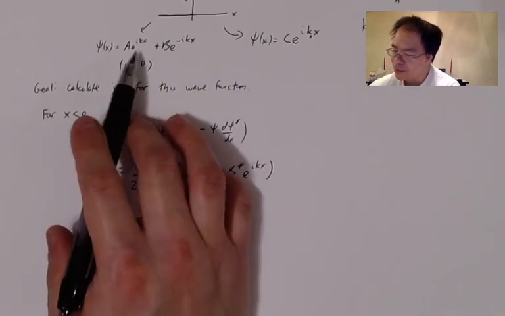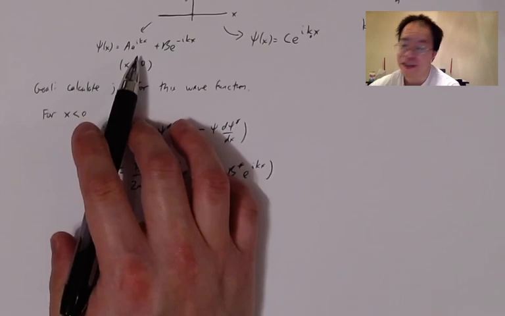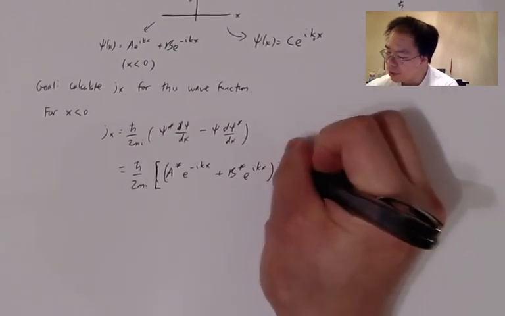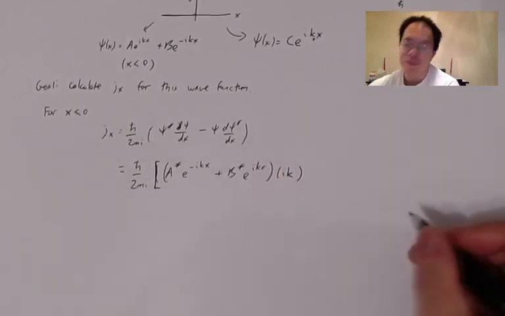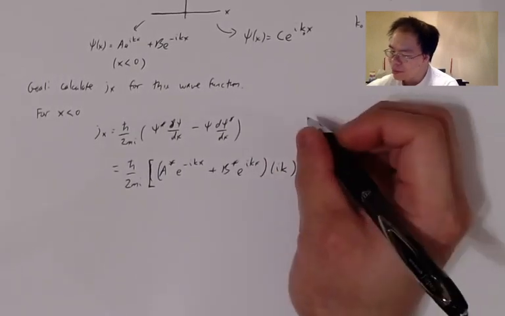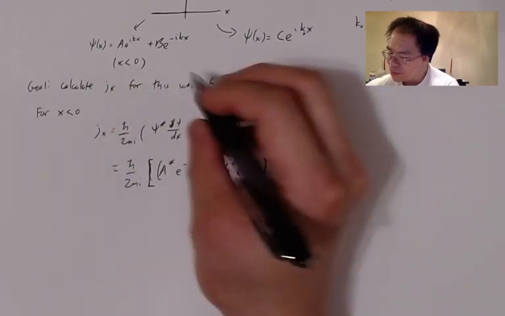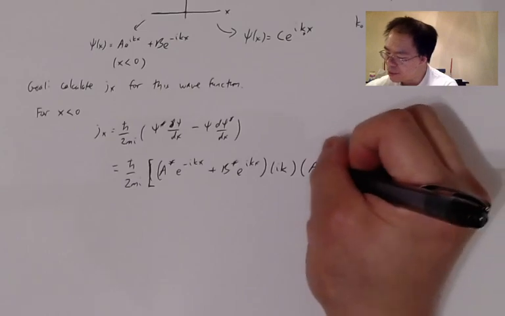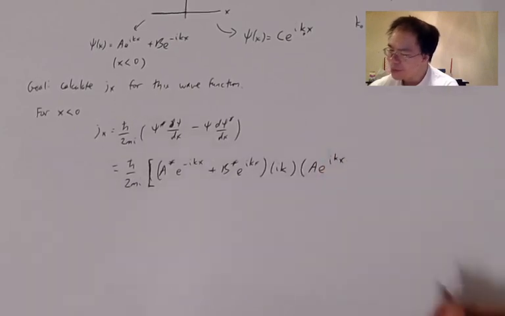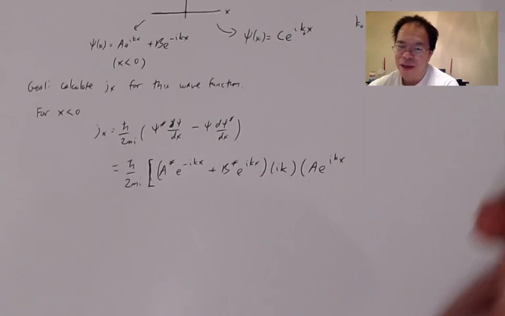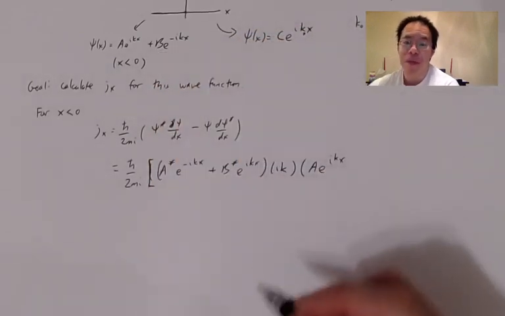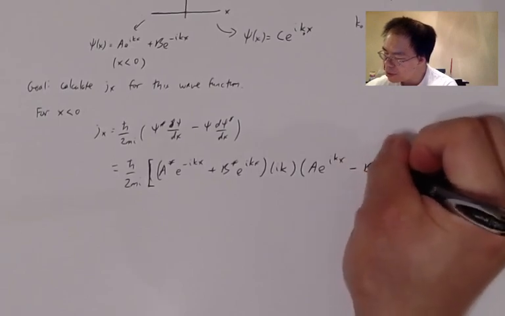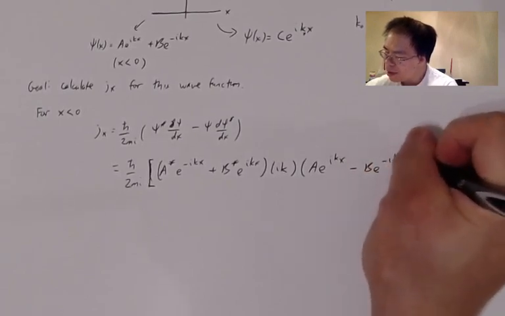Notice how the part I'm differentiating is e to the ikx, or e to the minus ikx. So I'm always going to pull down a factor of ik. I'll just pull that out now, and then I'll be careful. So for this, we have an a. We already pulled down the ik, so we have e to the ikx. And then for this term, differentiating that would pull down minus ik, but we pulled out the ik already, so we have minus b e to the minus ikx.